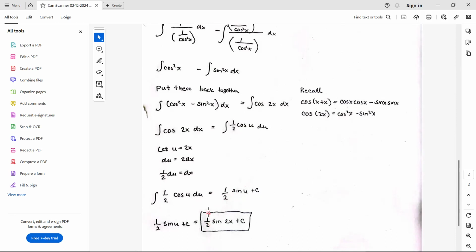I hope that these 3 examples of integrating with tangents have helped you a little bit.